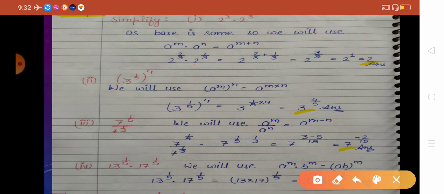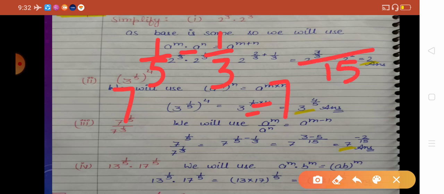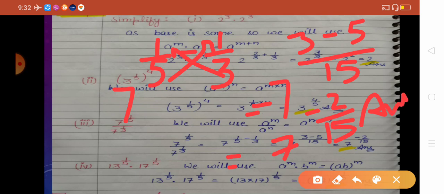Third question, 7 raised to power 1 by 5 and 7 raised to power 1 by 3, both in division. 7 raised to power 1 by 5 divided by 7 raised to power 1 by 3. Whenever the base is the same and the powers are in division, what happens? The exponents will be subtracted. So 7 raised to power 1 by 5 minus 1 by 3. We will take the LCM, and the LCM will be 15. Cross multiply, 3 minus 5. So 7 raised to power minus 2 by 15 is our answer.